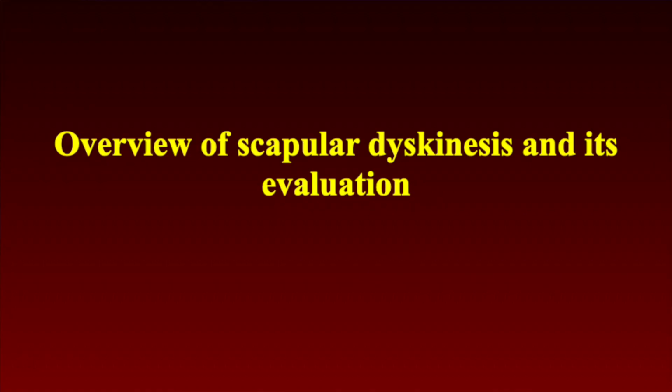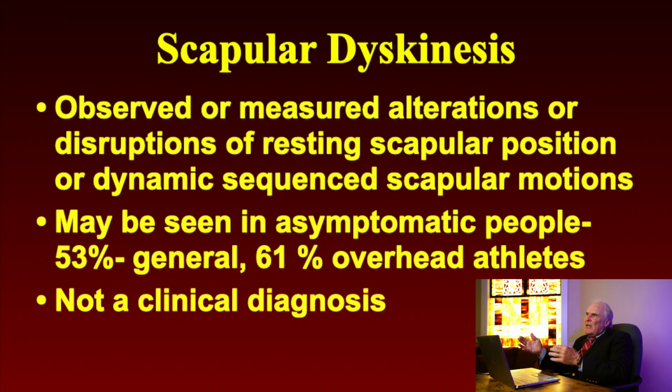This first one is called Overview of Scapular Dyskinesis and its Evaluation. So scapular dyskinesis is basically an observed or measured alteration or disruption of resting scapular position or dynamic sequence of scapular motion. Now that can be seen in normal asymptomatic individuals. About 53% of the population, if you look at it carefully, will have these, and 61% of overhead athletes without symptoms. So it's not really a clinical diagnosis of an injury or a pathology.